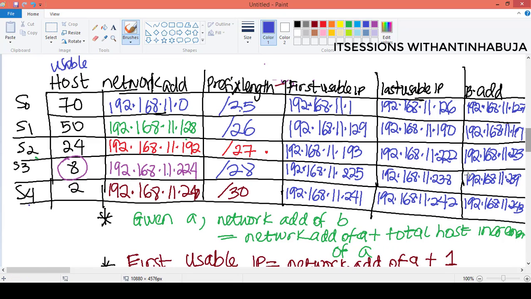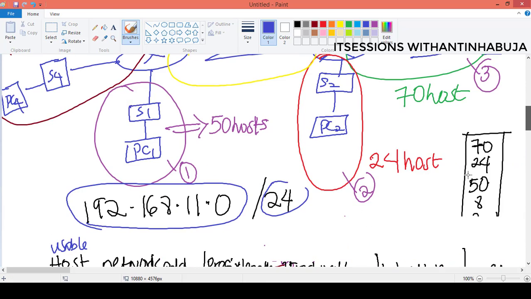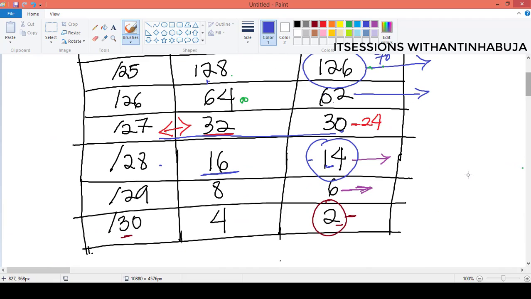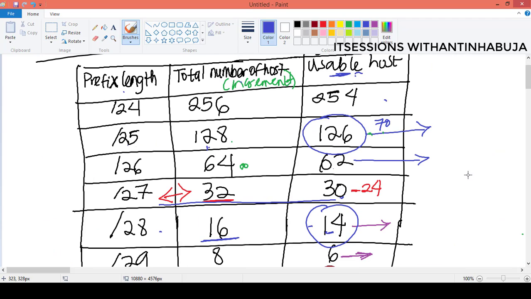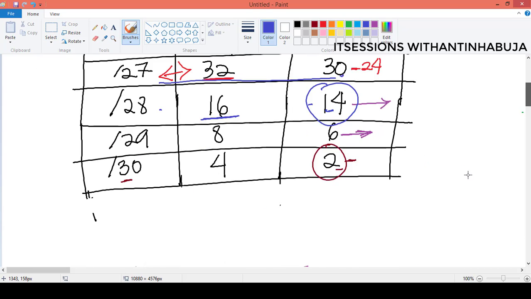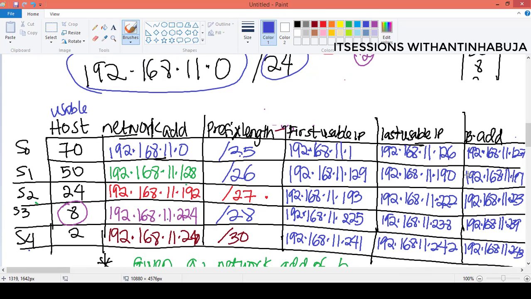So now when you arrange your hosts in descending order, the one with the highest host, you go to your table and check 70. You look for the prefix length that corresponds to that number. Your usable host from topology, since ours was 70, so where does 70 fall under? 70 falls under 126 usable hosts. So you look at the prefix length that comes with 126, and that's /25. The next thing you do is now the network address. The first network address is the same network address that was given to you, but the prefix length changes. So the prefix length corresponds to the usable hosts given from your table.